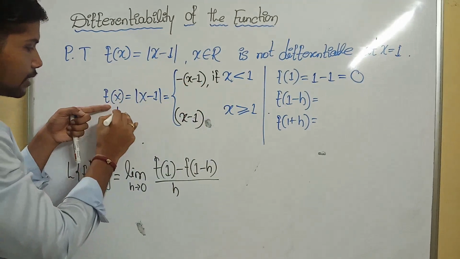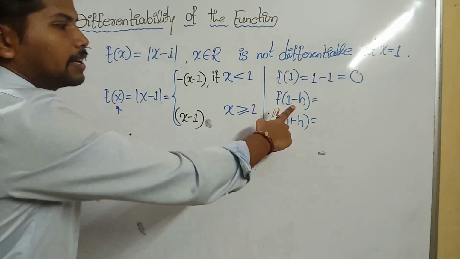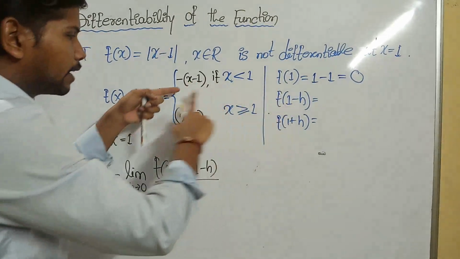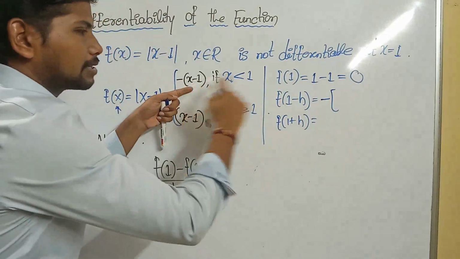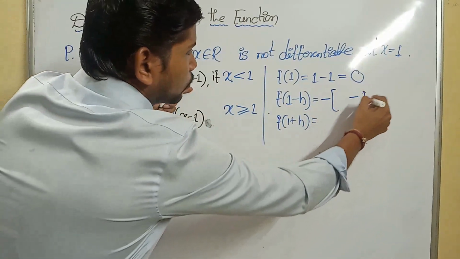This particular x is replaced by 1 minus h. x is replaced by 1 minus h. Observe this step. Minus is there. I wrote the minus. Wherever x is there, I am leaving the space. After that, I wrote minus 1.